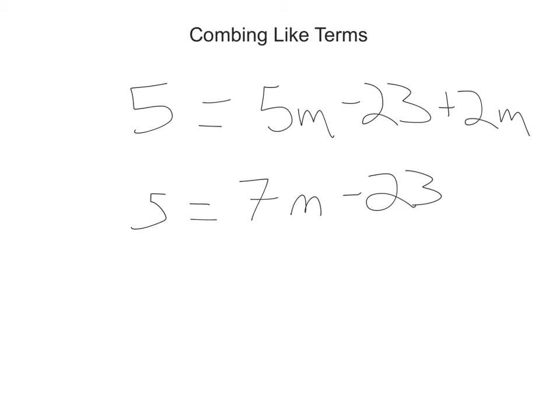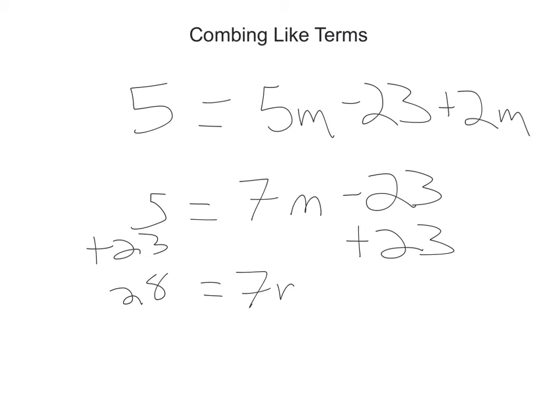Now we're going to solve this just like we were solving our other multi-step equations, by adding 23 to both sides using inverse operations. Now we have 28 equals 7m, divide by 7, divide by 7, m equals 4. So combining like terms can be a step in our solving of multi-step equations.